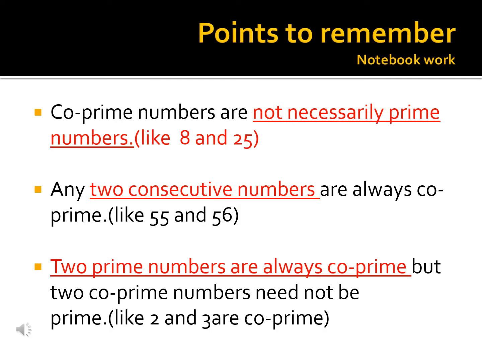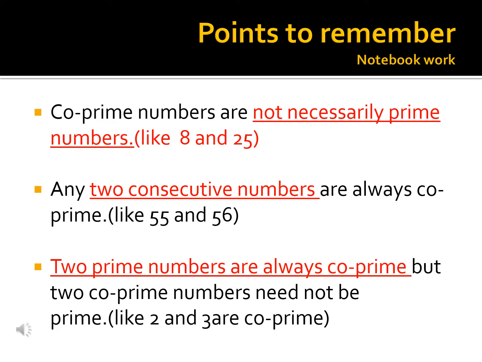Now let us discuss a few properties of co-prime numbers. Co-prime numbers are not necessarily prime numbers. For example, 8 and 25. 8 and 25 are co-prime numbers because their HCF is 1. Their common factor is 1. But they are not prime numbers. So it is not mandatory that co-prime numbers should be prime numbers.